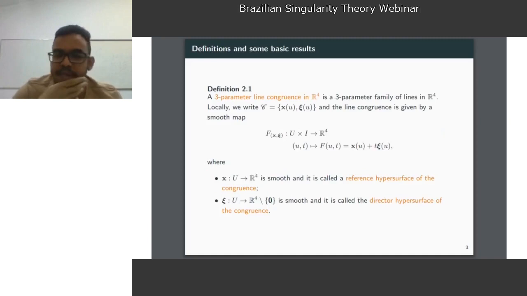In order to start, let's define formally what a line congruence is. A three-parameter line congruence in R4 is nothing but a two-parameter family of lines in R4. Locally, this is represented by a smooth map F_{X,ξ} defined here, where U is an open subset of R3 and I is an open interval, and it's given by this expression. If you fix u as a parameter, then you have a line passing through the point X(u) in the direction ξ(u). Here, X and ξ are smooth maps. We call X the reference hypersurface of the congruence, and ξ is also smooth and different from zero, and it's called the direction hypersurface of the congruence.